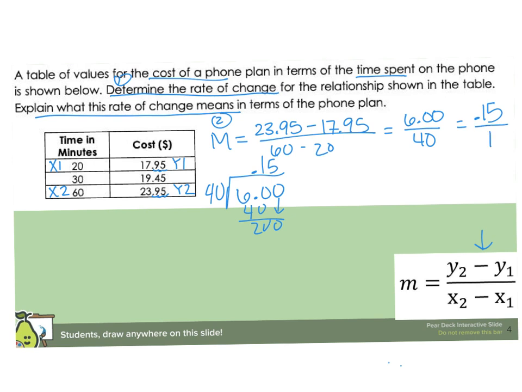What does that mean? 0.15 what? Well, that's money. So that's 15 cents for 1. Time is measured in minutes. So the rate of change is, it costs 15 cents a minute to talk on the phone. So what does the rate of change mean? The rate of change, I'm just going to put ROC, is it costs 15, oops, not 0.15. It costs 15 cents per minute to talk.